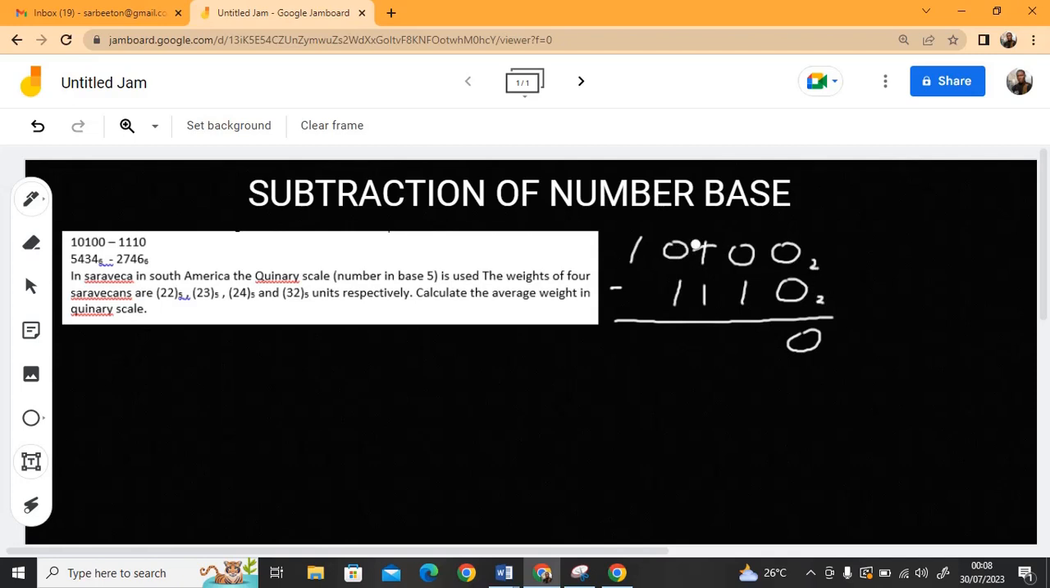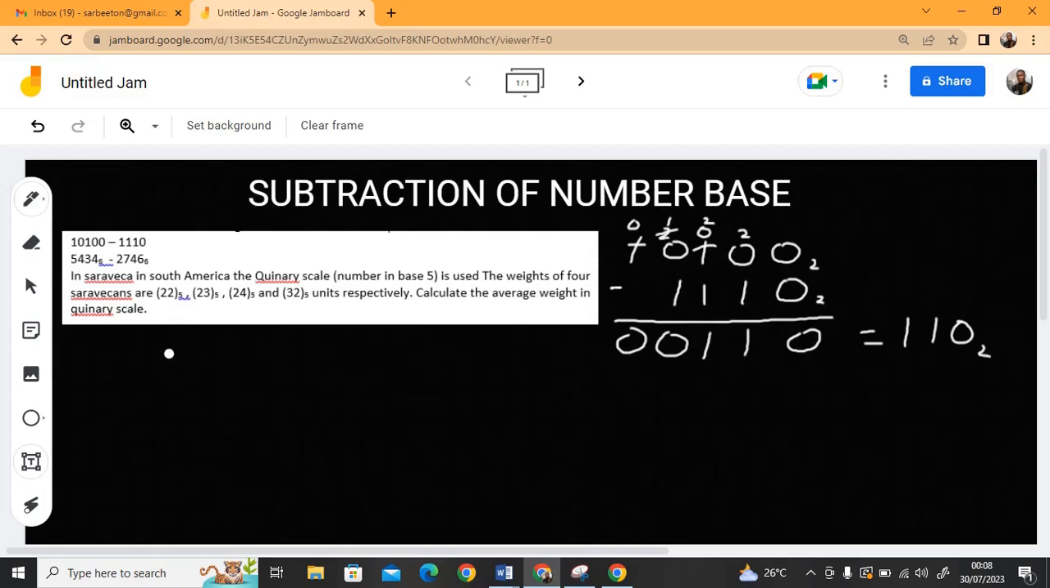You borrow 1 from here, it becomes 0. Any one you borrow is now 2, no more 1. So it will be 2 here. 2 minus 1 is 1 here. Now you have 0 here. You borrow 1 from here, this one becomes 0. You bring it here, it becomes 2. You borrow from 2, it becomes 1. You bring it here, it becomes 2. So 2 minus 1 is 1. Now 1 minus 1 is 0. So this one also is 0. The 0 preceding is not counted, you may ignore it. That is 110 base 2. That is the answer for this.